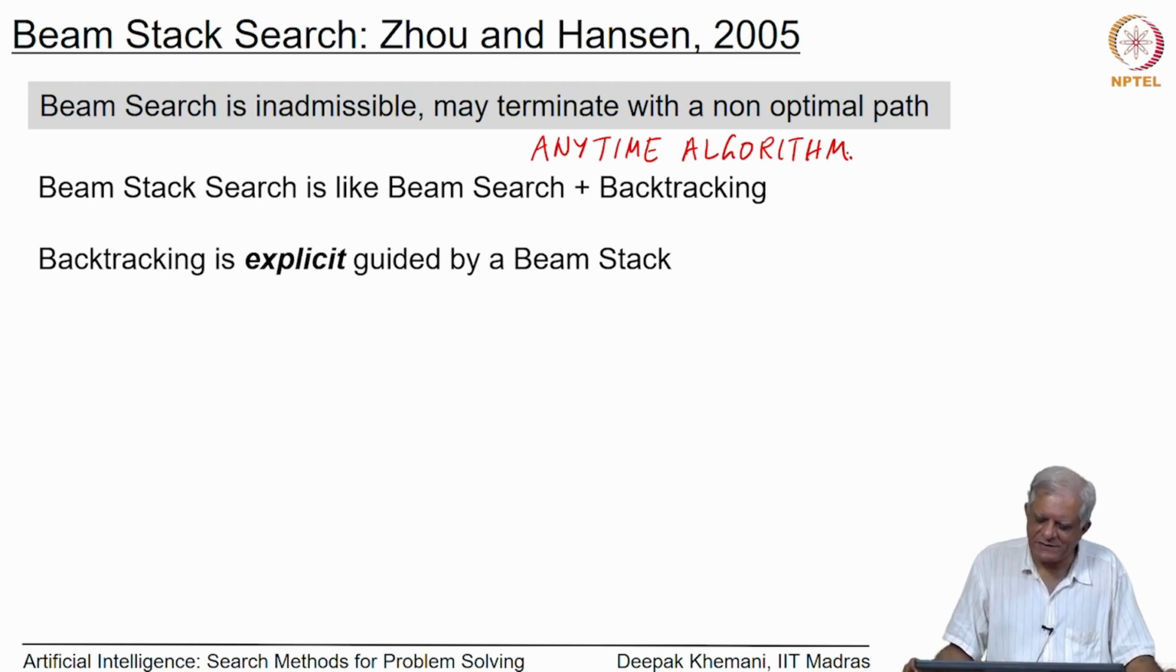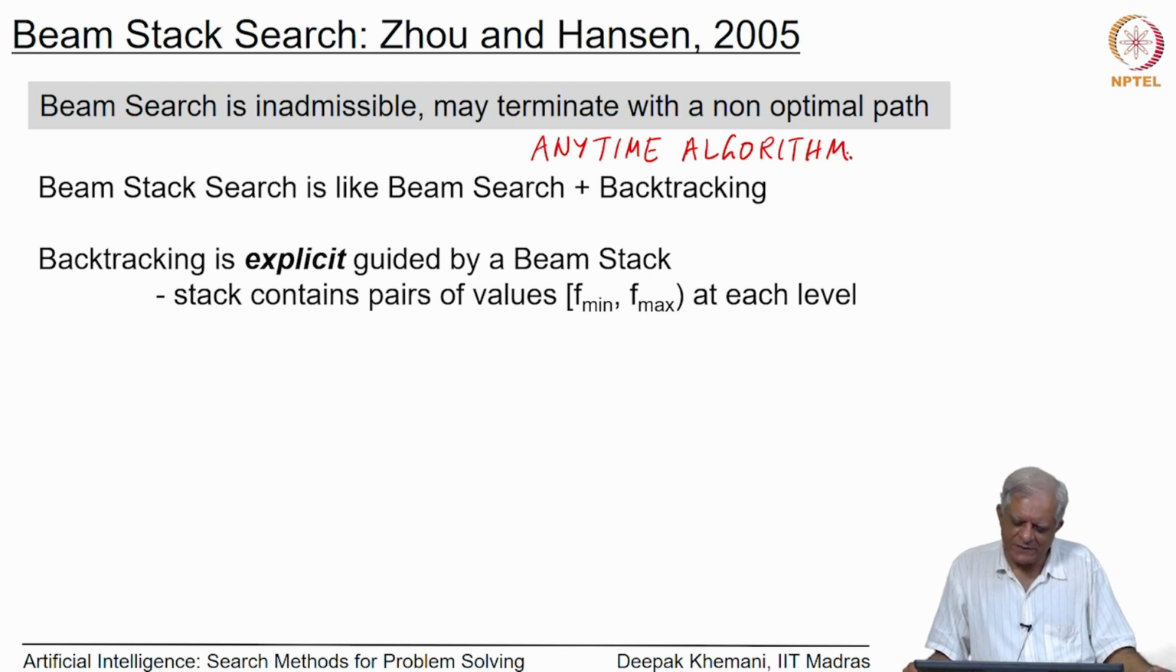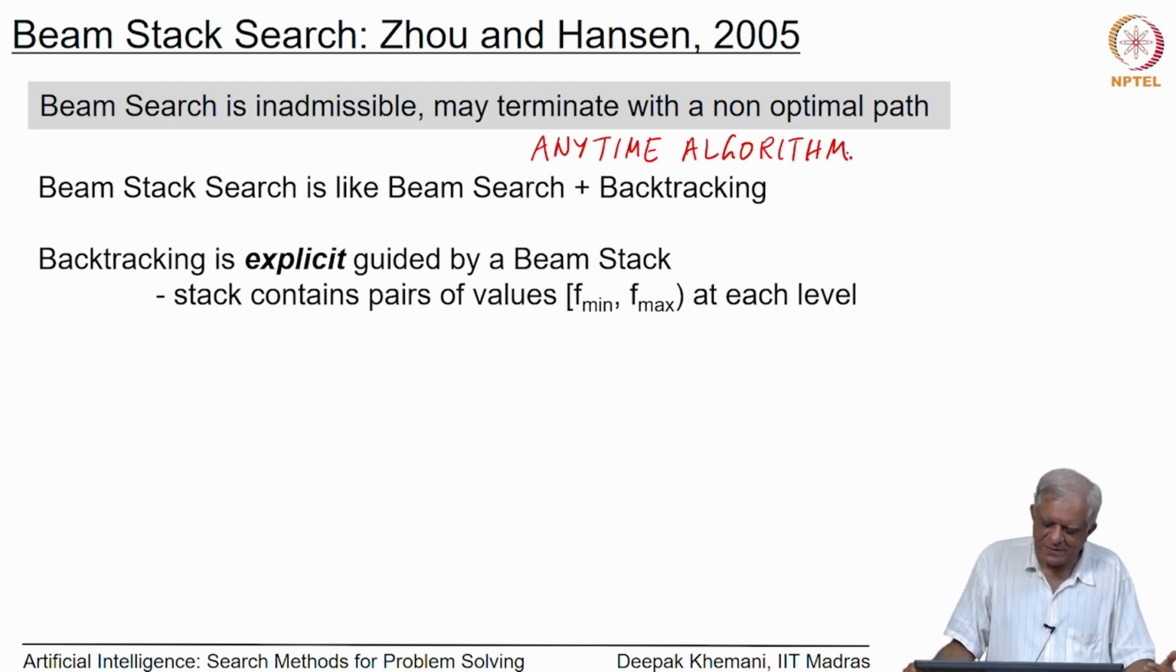So, beam stack is a kind of a stack which is associated with the beam, and for every level in the beam it stores some information. What is the information it stores? It contains two values, one is called f min and one is called f max. So, it is an interval, as you can see here, closed on the left hand side and open on the right hand side, which means that f min is inside the beam, it is a value of a node inside the beam, and f max is a value of a node outside the beam, not included in this beam.